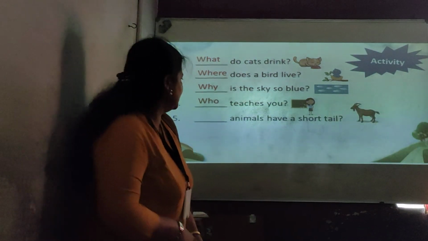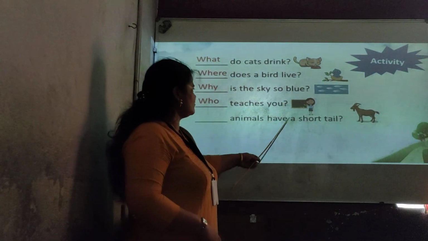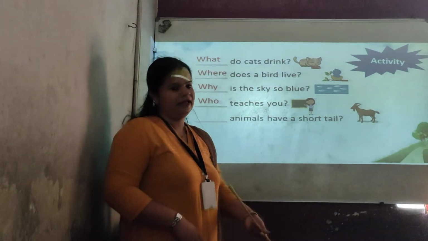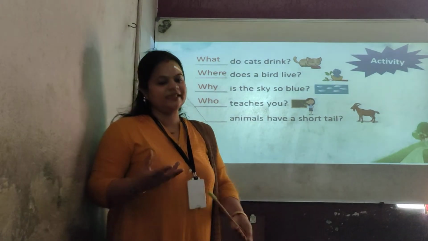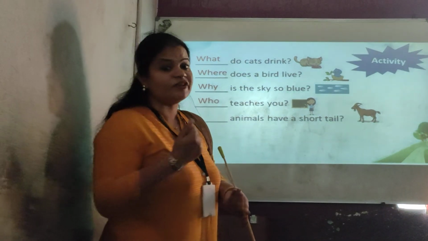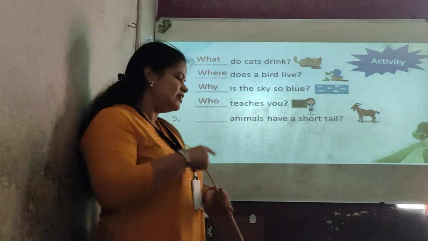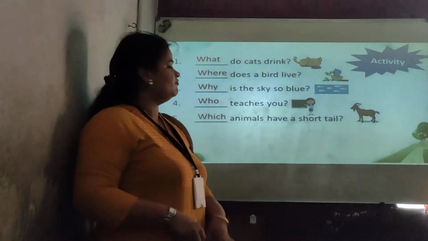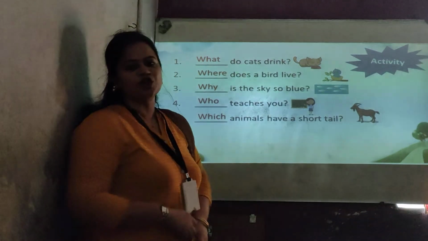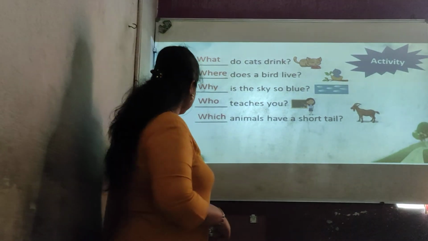What is given? Dash animals have a short tail. Here the choices came. You have to find out which animals have a short tail. Very good. We have to use here the question word which. Which animals have a short tail? We'll see the next one.